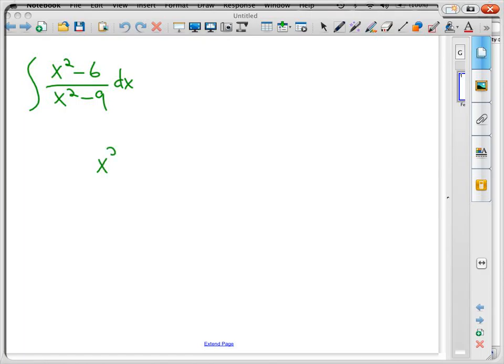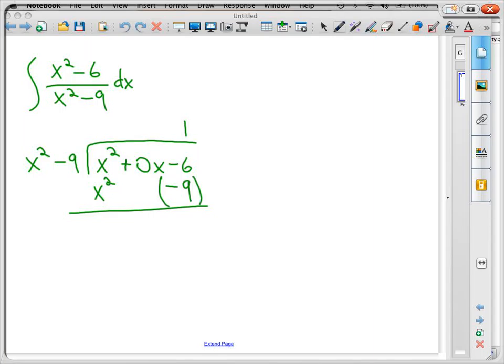So I'm going to take the x squared plus 0x minus 6. I'm going to divide into that the x squared minus 9. So as you can see, x squared goes into x squared one time, the x squared minus 9. And when we subtract, you'll notice that we get negative 6 plus 9 is 3. So what we're really saying is that this is really the integral of 1 dx plus the integral of 3 over x squared minus 9.